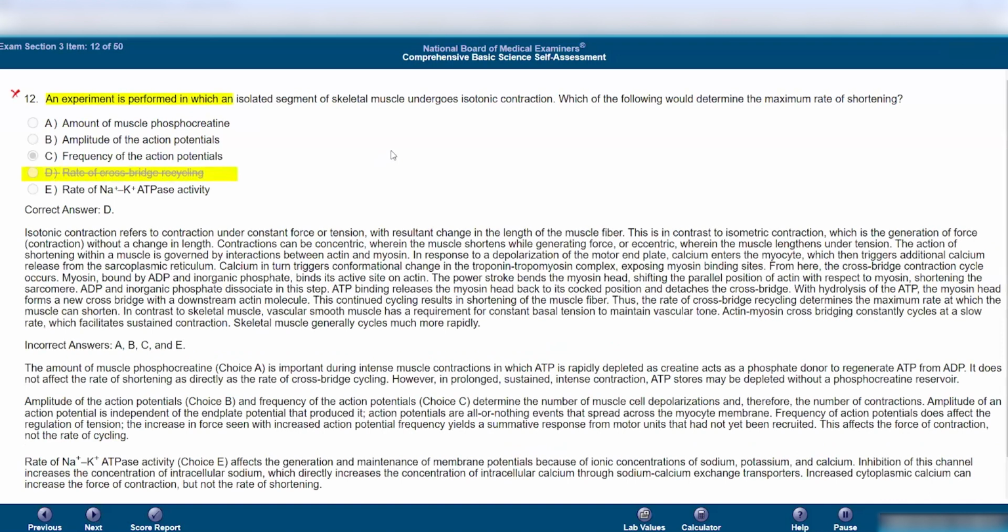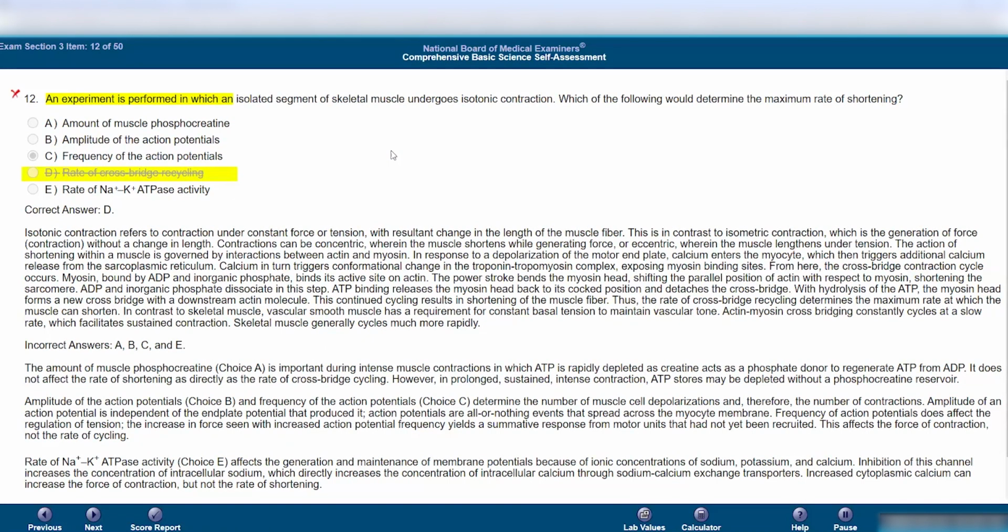I did not know this one at all. The way they asked it was really weird. An experiment is performed in which an isolated segment of skeletal muscle undergoes isotonic contraction. Which of the following would determine the maximum rate of shortening? Well, that's a weird way to ask that. I got rid of the only answer that was right, which is kind of funny. I don't remember this question.